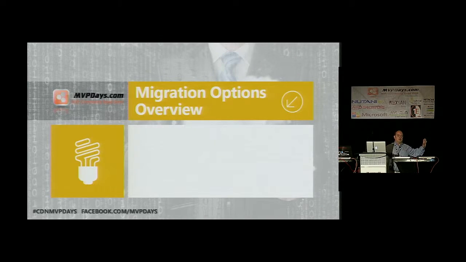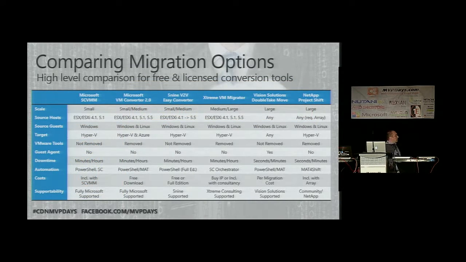Enough with the marketing slides. Let's talk about the real options that we have. These are the 6 migration options that already exist in the market. If there are more, I'm probably not aware of them, but these are the migration options you already have.